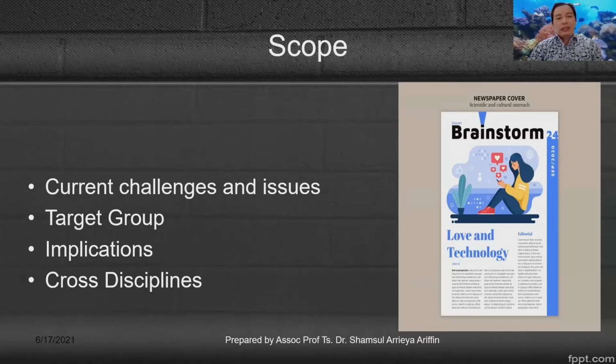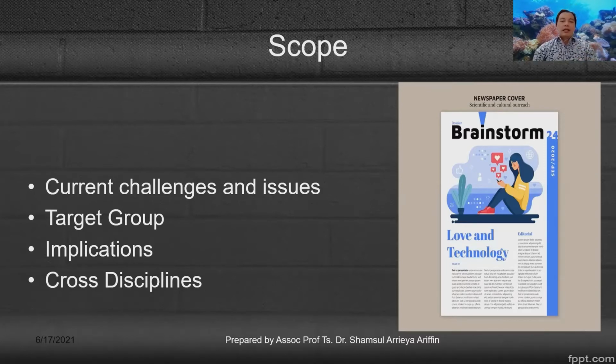Next, what are the implications? The implications of these issues. What can happen to this target group if the issues are not solved? If the problems keep on and you don't try to solve them, what is going to happen? It may imply a very bad situation. They will lose income, for example, and have a deteriorating health rate, for example. Those are the implications that you can focus on in the scope when you write.